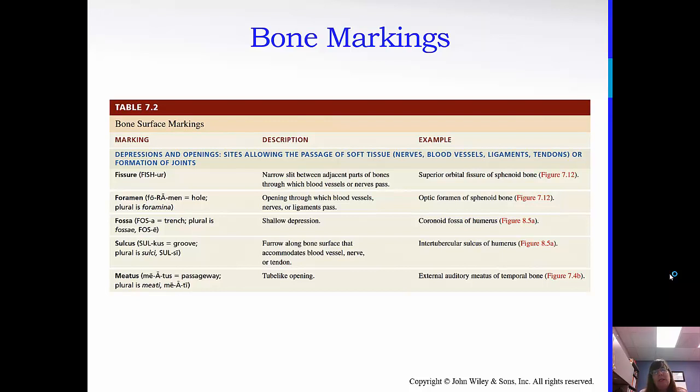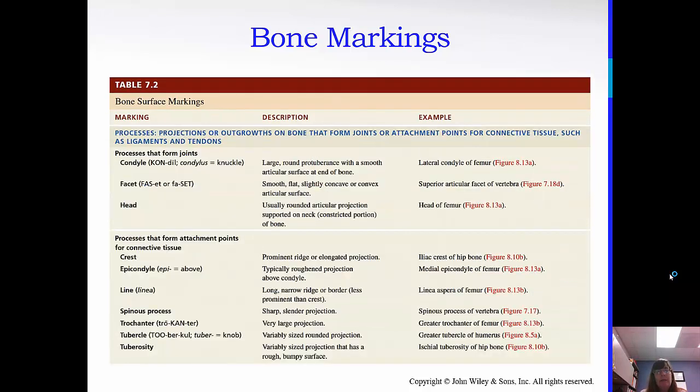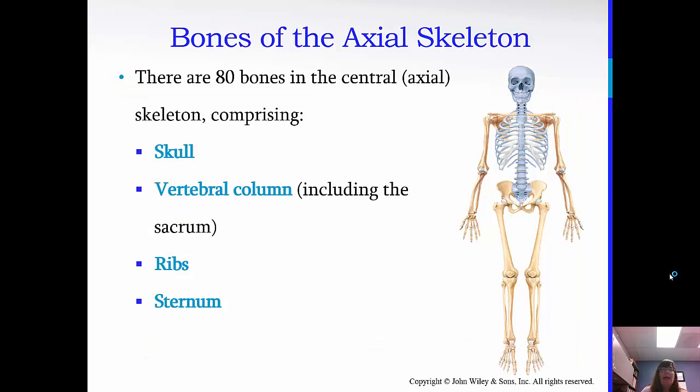So there's a lab practical study guide posted under lab material. Make sure you print that out and study it. There are little spaces in front of each marking or bone, so you can kind of check them off as you feel comfortable that you know them and can identify them. So here's some more markings.